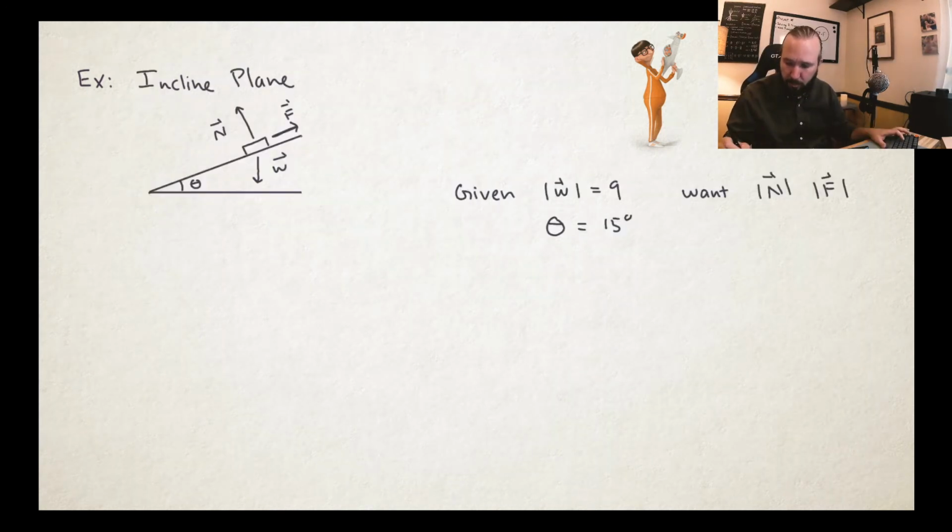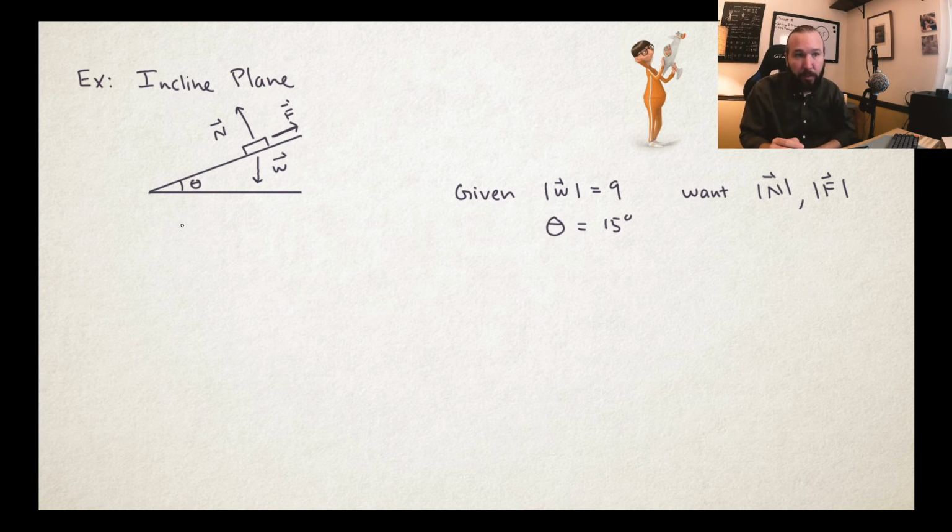Okay, so there are some problems in the homework about an inclined plane. Let me see if I can break this down for us. The way it works is you've got a slant, and that makes an angle with the horizontal. We're calling it theta. In our problem, theta is going to be 15 degrees, so a 15-degree incline. And then there's the force due to gravity, which is just the weight of the object pulling down. In our problem, this is a 9-pound weight.